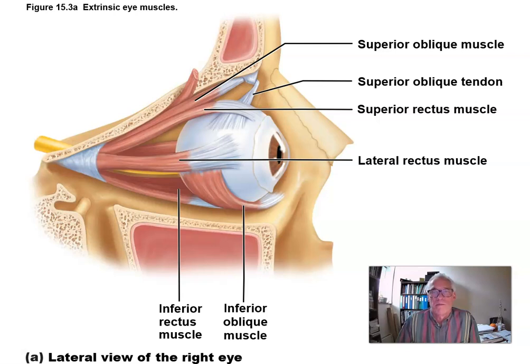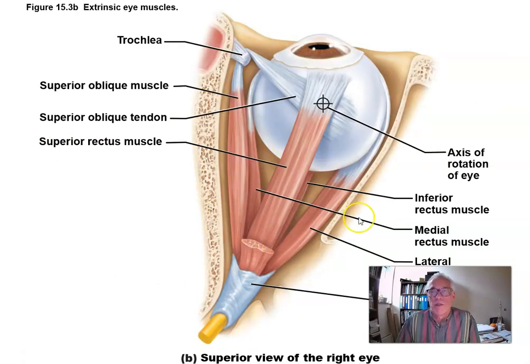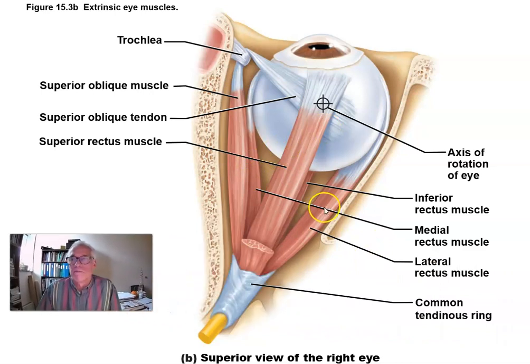And then there's another, the superior oblique muscle, seen here. It's kind of interesting. It has a tendon that travels through this little loop, this little pulley called a trochlea, and then inserts onto the superior aspect of the eye. And so those muscles allow us to turn the eye and elevate and depress the eye, along with those rectus muscles.